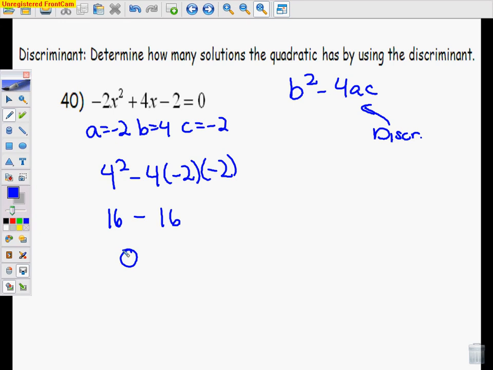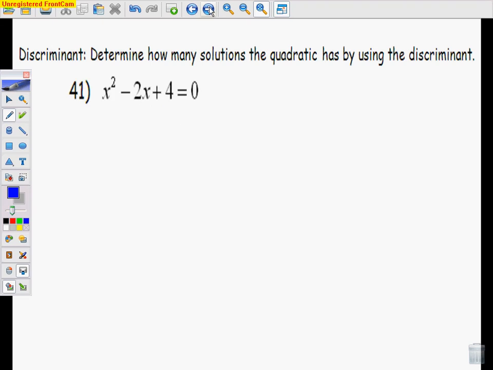So when you have 0 as a discriminant, this means that there is one solution. Whenever the discriminant equals 0, there's one solution. Next, here we're going to do the same thing.